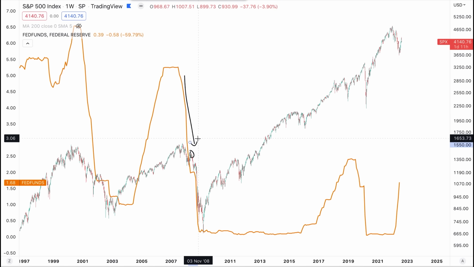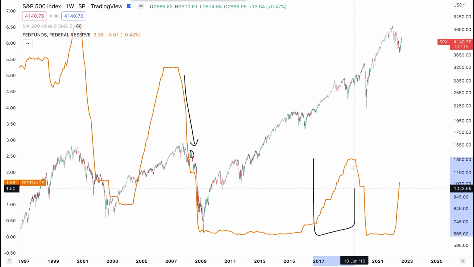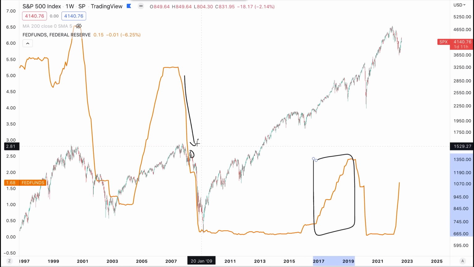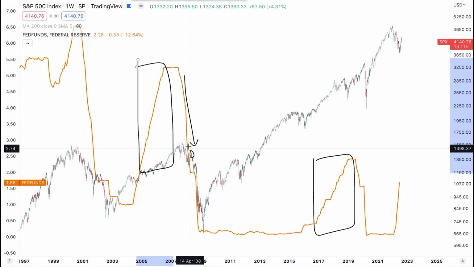The economy was already heading downwards in a big, big way in that example. That's not the case today. We haven't seen any easing. We've only seen tightening from the Federal Reserve. So that's a lot more similar to these areas and these areas than what we saw in 2008.